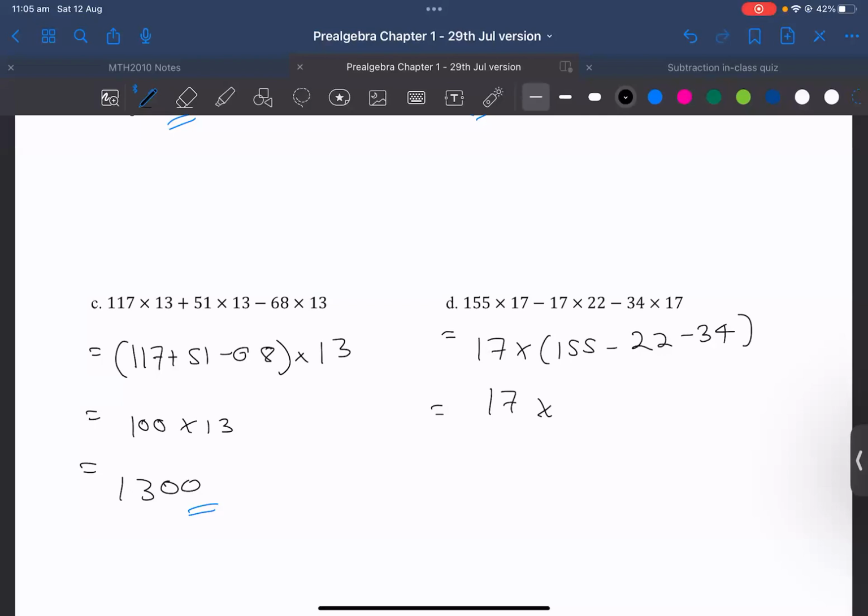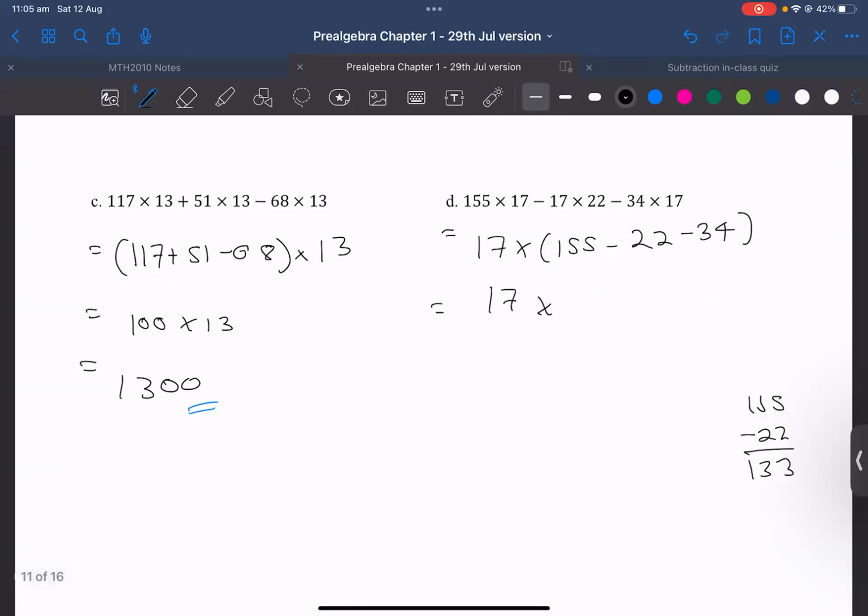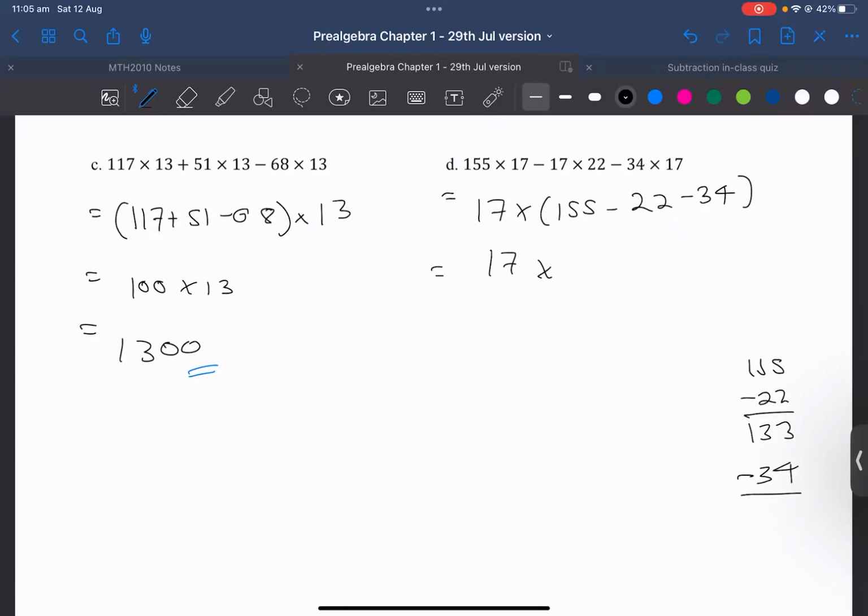Take a look at this one, right? If you take out the 17, you get this one. 155 minus 22 minus 34. Can I go to it? Yep, sure, go for it. Minus 22 is 133. Minus 34, that's one more than 33, that's 99. So you end up with 70 times 99. And here you can do long multiplication, or what else can you do to make it easier?